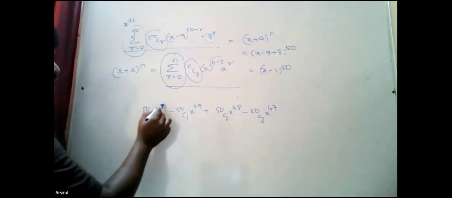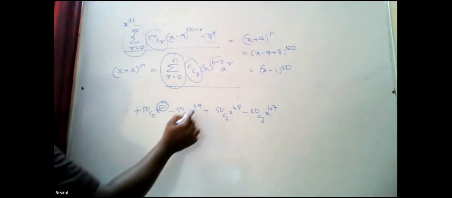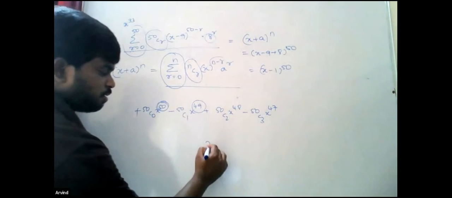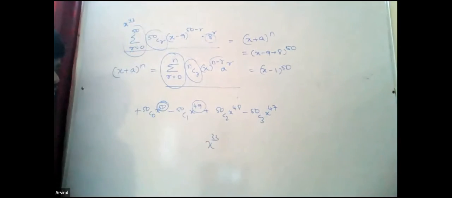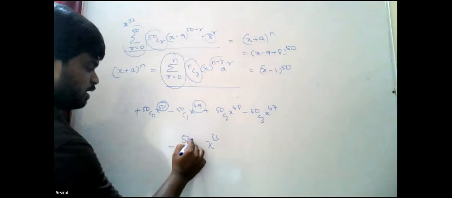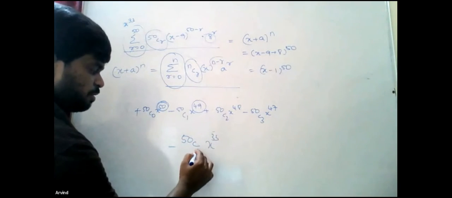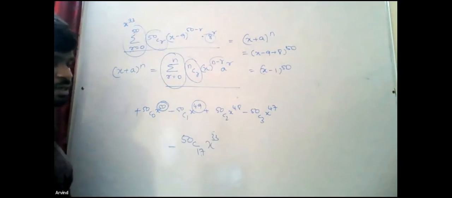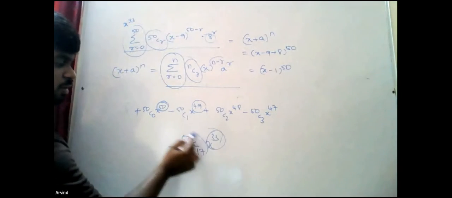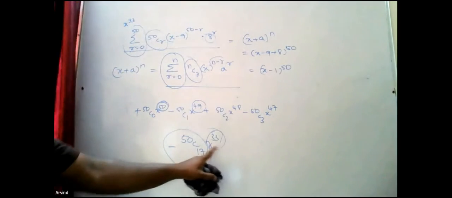So observe, when the index is even it is positive, when odd it is negative. So we need x to the power 33. So its coefficient will definitely be negative. 50C, here for 33 to come, here 17 must be there, because 50 minus 17 is 33. So x to the power 33, you will get it like this. So the coefficient is minus 50C17. So that's the answer.